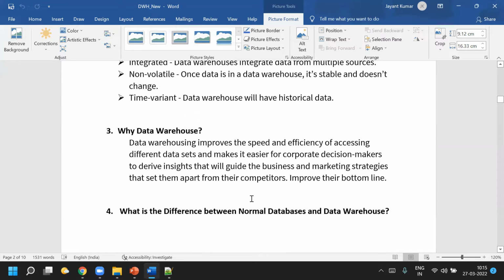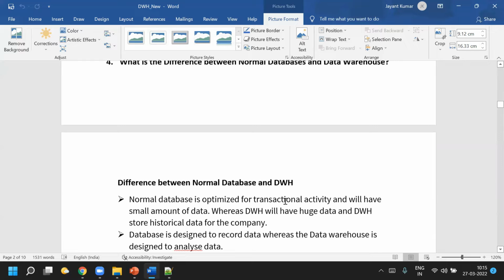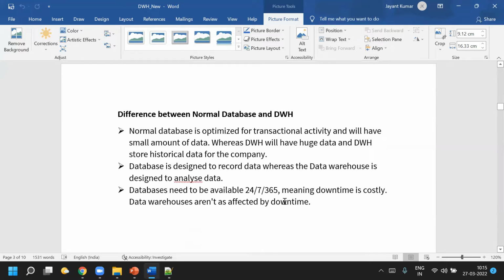And let's move on. Why data warehouse? And what is the difference between a normal database and a data warehouse? Any doubt, guys? Let me know if you have any doubt in this.